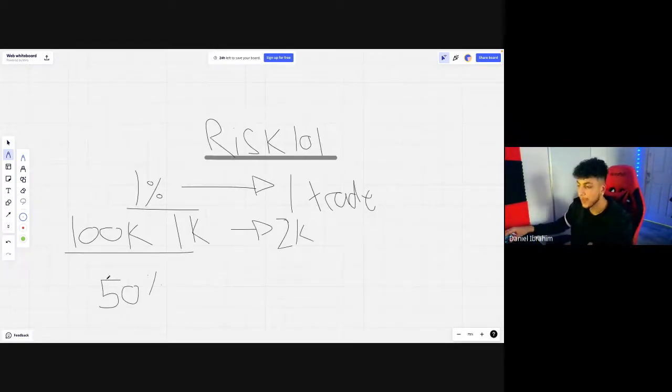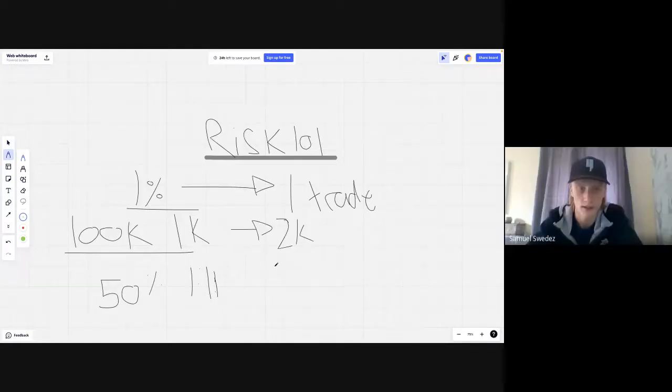For example, if my win rate is 50%, which means I lose half of the trades that I take, I need my risk to reward ratio to be at least 1 to 1.1 for me to make profit, because that means that anytime I win, it wipes out my loss, and anytime I lose, it wipes out my win. So it all cancels each other out. So I need to be just above that to make money.